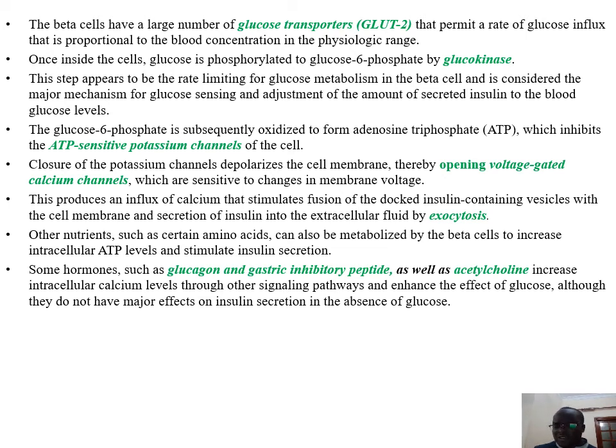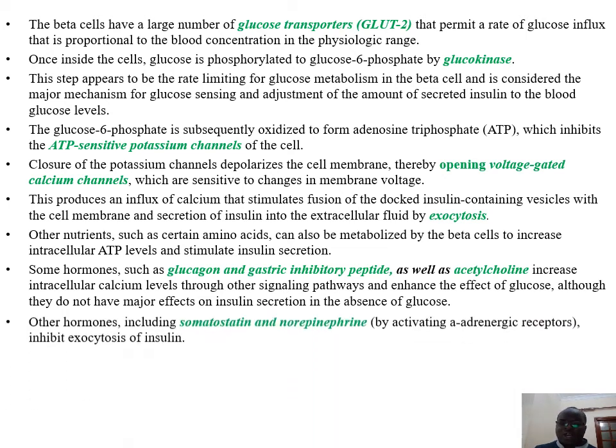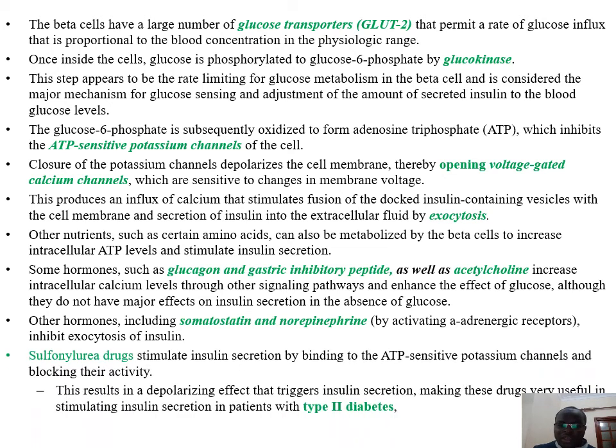So that in itself, it can regulate the secretion of glucagon if you have an excessive amount of insulin being secreted there. Other hormones, including somatostatin and norepinephrine, by activating the alpha-adrenergic receptors, will inhibit exocytosis of insulin. So here you can see how somatostatin and norepinephrine are going to inhibit the secretion of insulin.